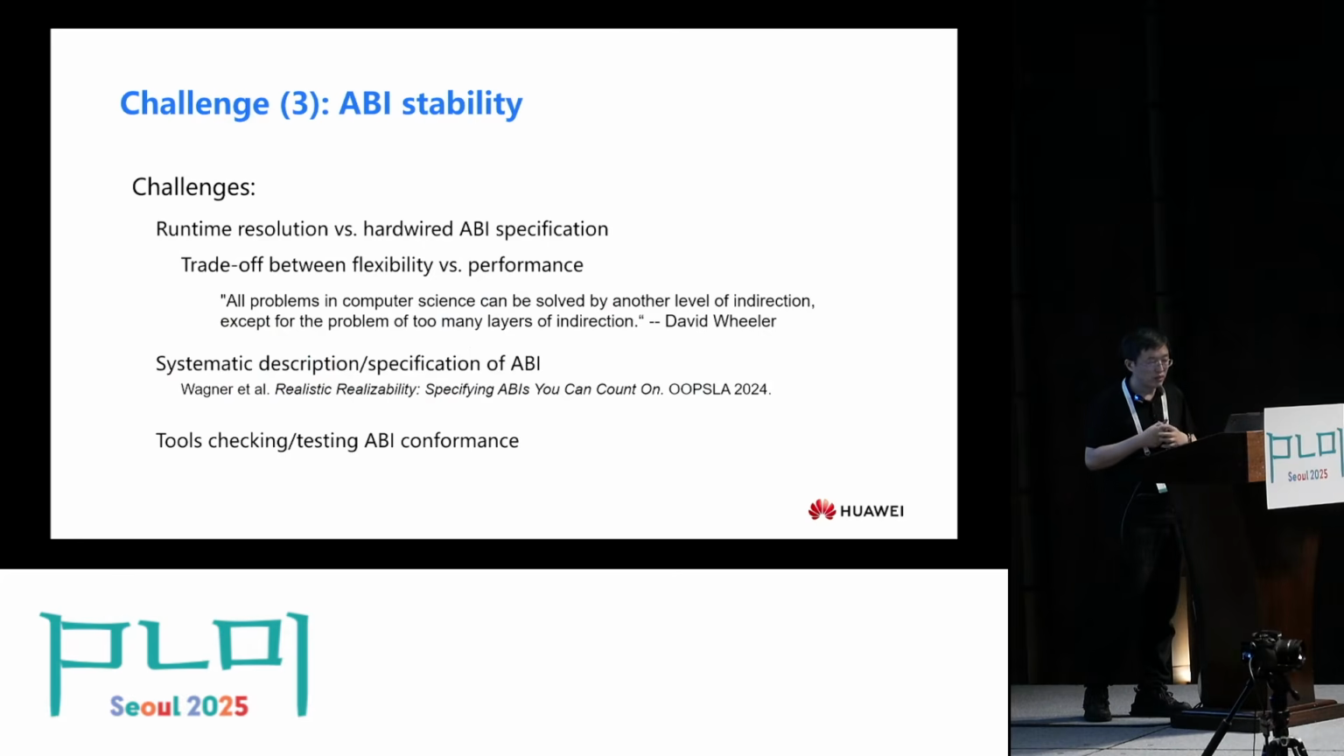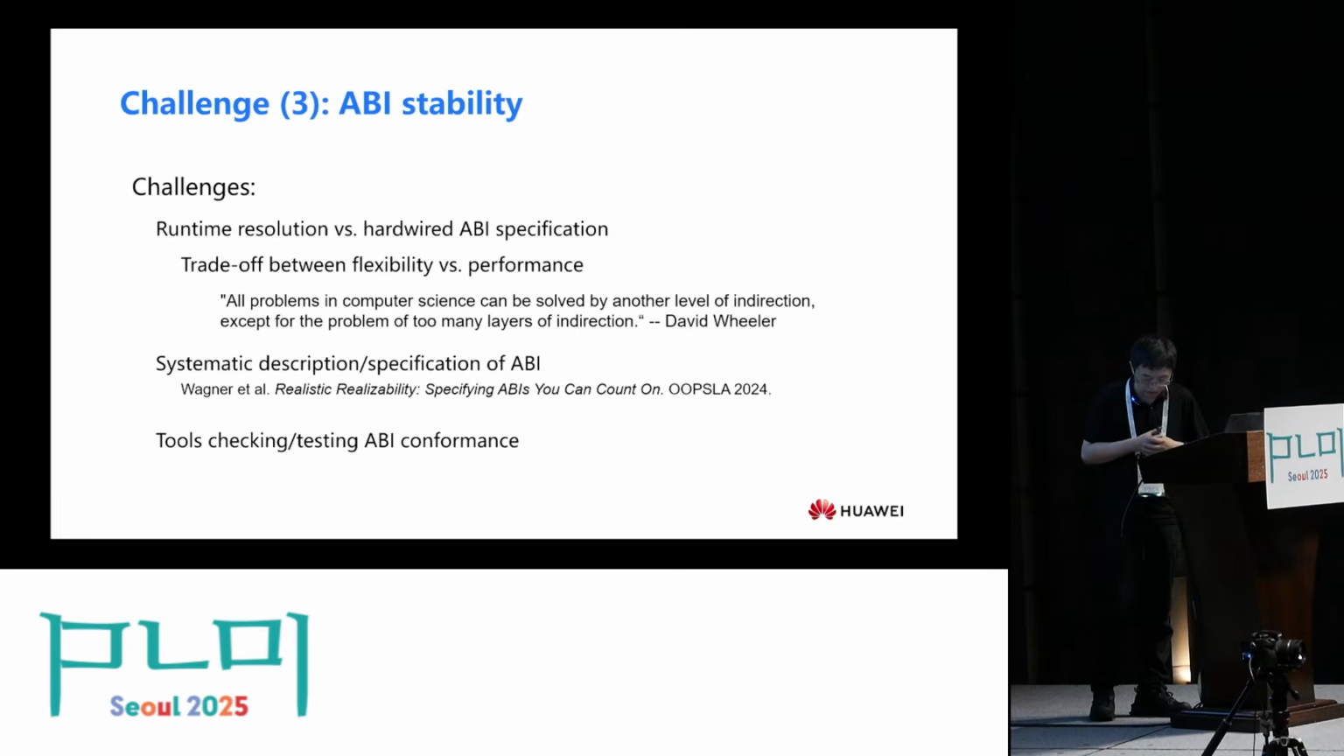So the problem here is that we have to be careful. If we want to give some kind of promise of this ABI stability, we need to be careful with the trade-off between flexibility versus performance. One way is that we hardwire all these ABI formats in our specification so that the compiler can still do the optimization. But then it would be too rigid for the compiler to make any changes.